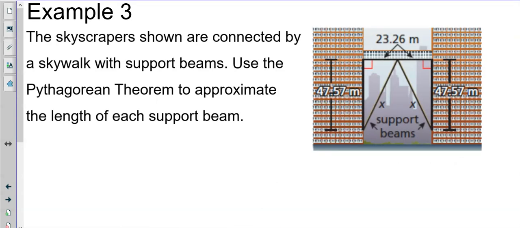All right, example 3. The skyscrapers shown are connected by a skywalk with support beams. Use the Pythagorean theorem to approximate the length of each support beam. Okay, so we only have to deal with one of these triangles.